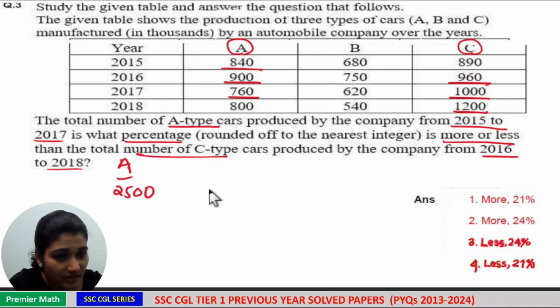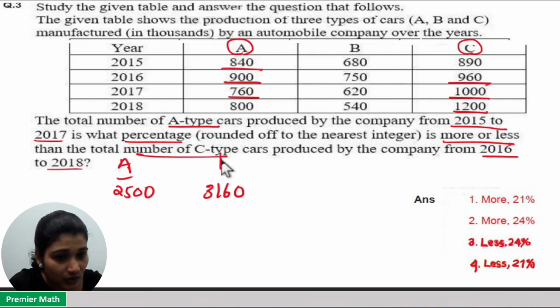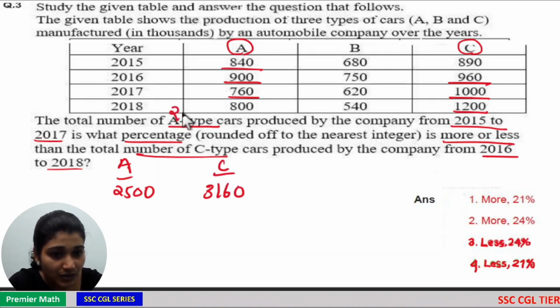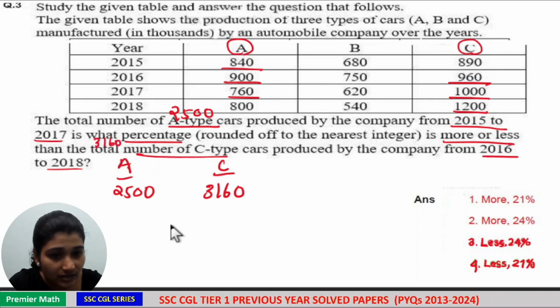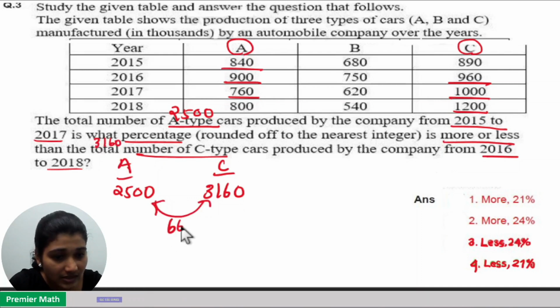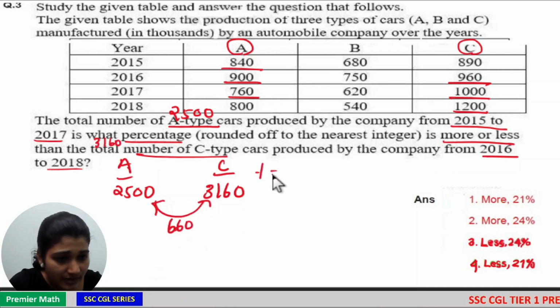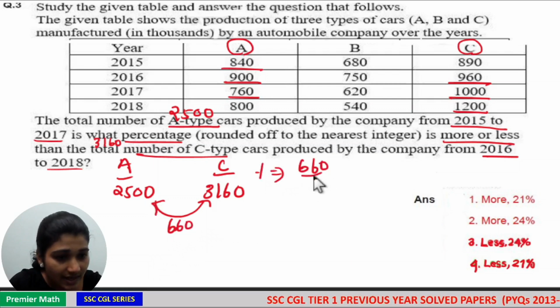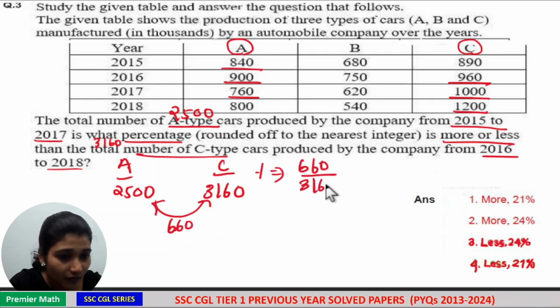3000 plus 160 is 3160. So the sum of C is equal to 3160. Now our question is, 2500 is what percentage more or less than 3160. So take the difference. Here the difference is equal to 500 plus 160, 660. So the required percentage: 2500 is 660 less than 3160.